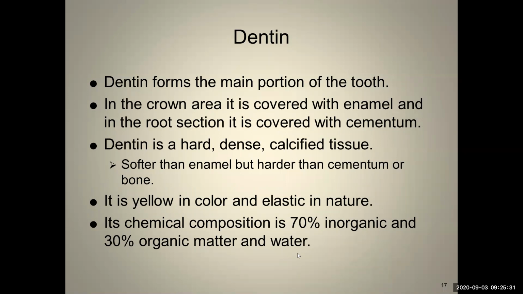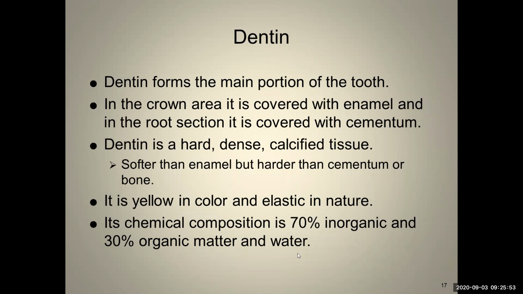Now, we're using the term calcified instead of harder. Okay, and that's the same thing. The dentin is less calcified. It's not as hard as the enamel portion of the tooth because it's less calcified. It's yellow in color, and it has a little bit of elasticity in nature. It's got a little bit of a give to it.